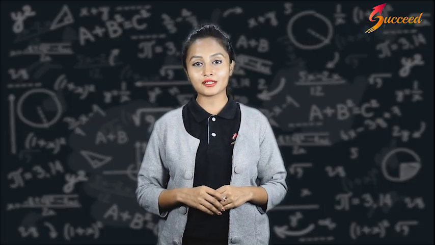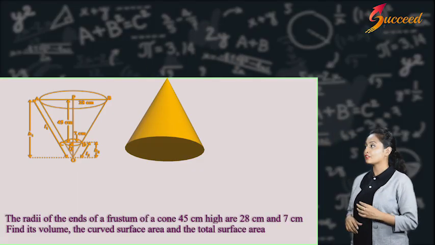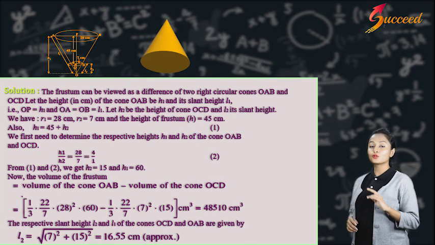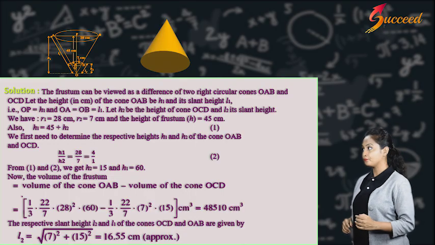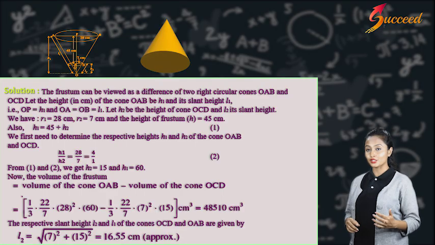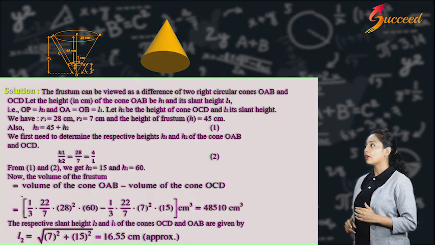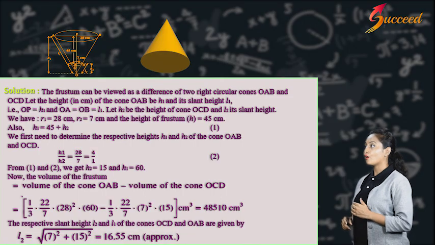Now let us see some examples on how we use this knowledge in order to solve the questions. So we know that the frustum can be viewed as a difference of two cones. If you observe the figure, those two right circular cones are OAB and OCD. Now, let the height in centimeter of the cone OAB be h1 and the slant height l1, that is OP is equal to h1 and OA is equal to OB is equal to l1. Let h2 be the height of the cone OCD and l2 be its slant height.